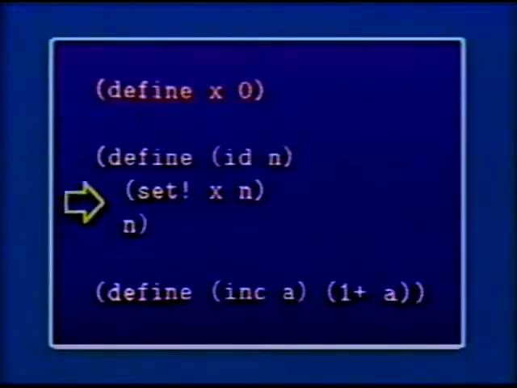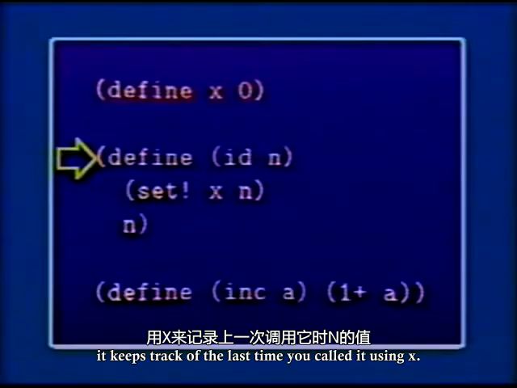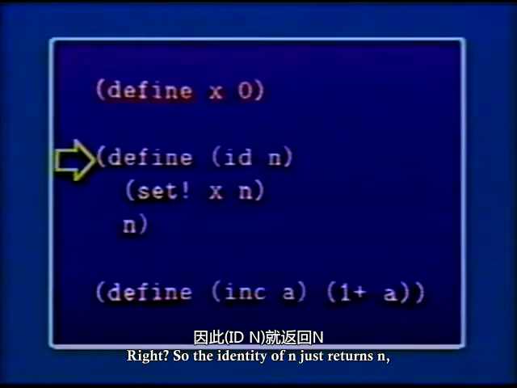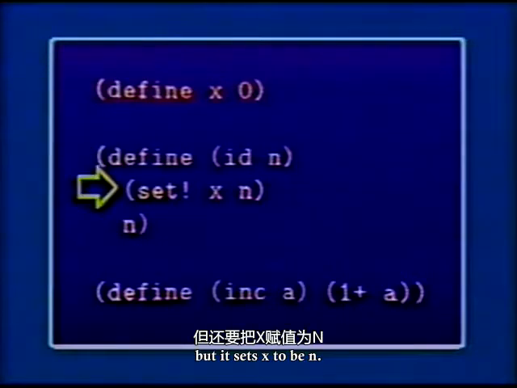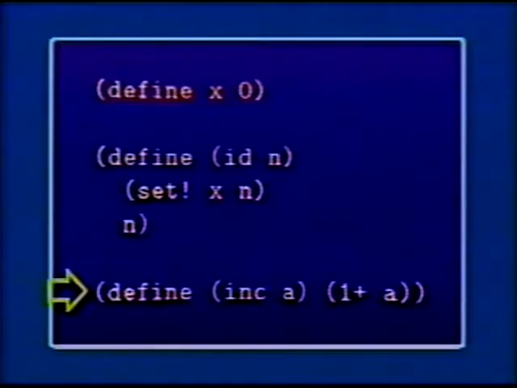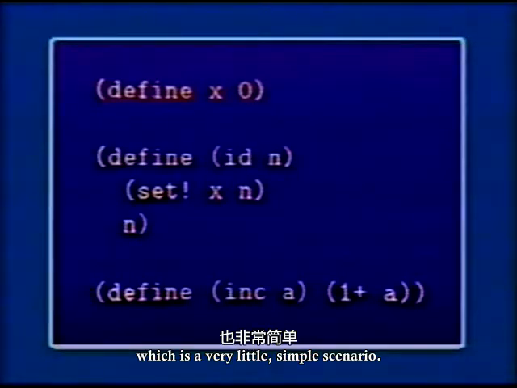And what it does is keep track of the last time you called it, using x. So the identity of n just returns n, but it sets x to be n. And now I'll define a little increment function. Right, so that's a very simple scenario.